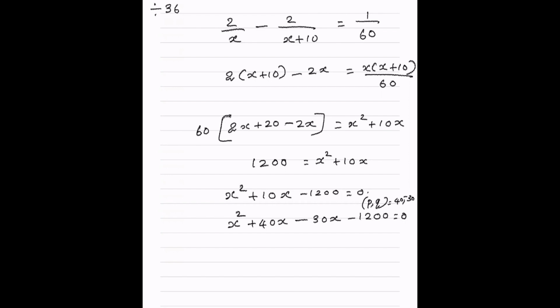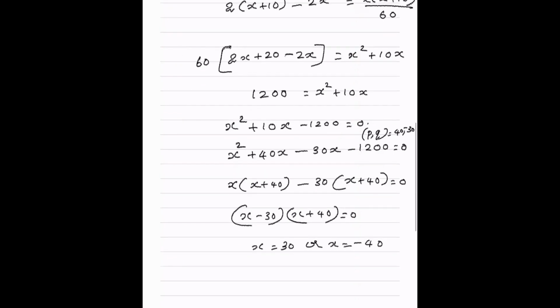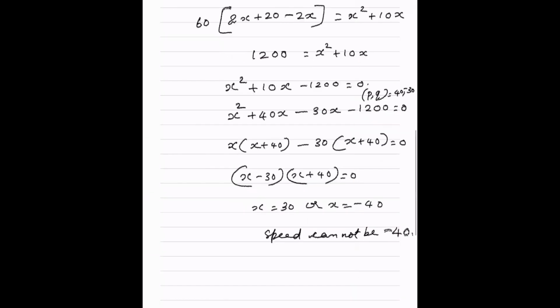Now, this is the x square term. Take x out, x plus 40, and take minus 30 out, x plus 40 equal to 0. So x minus 30 into x plus 40 equal to 0. So x is equal to 30 or x is equal to minus 40. You cannot take speed as negative 40, so you are ignoring it. Speed cannot be negative 40. Therefore, the original speed is 30 kilometer per hour.